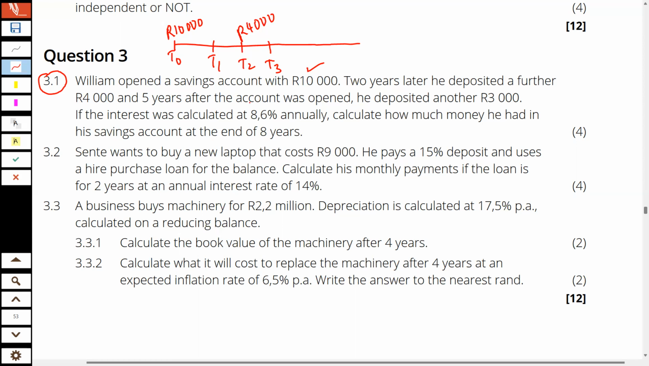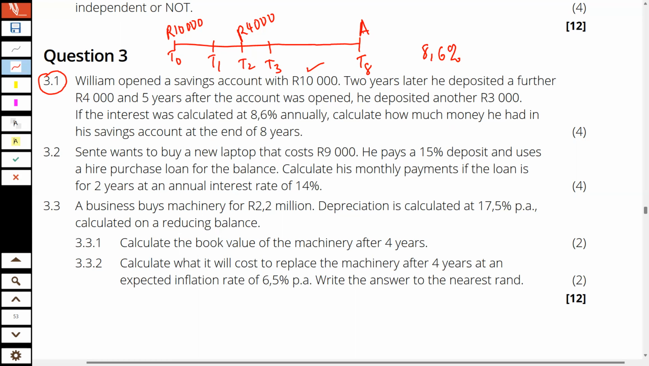So this is very interesting. If the interest was calculated at 8.6% annually, calculate how much money he had in his savings account at the end of 8 years. In other words, we shall go up to 8 years, and we want to know the amount of money he's going to have here, so much in the future.